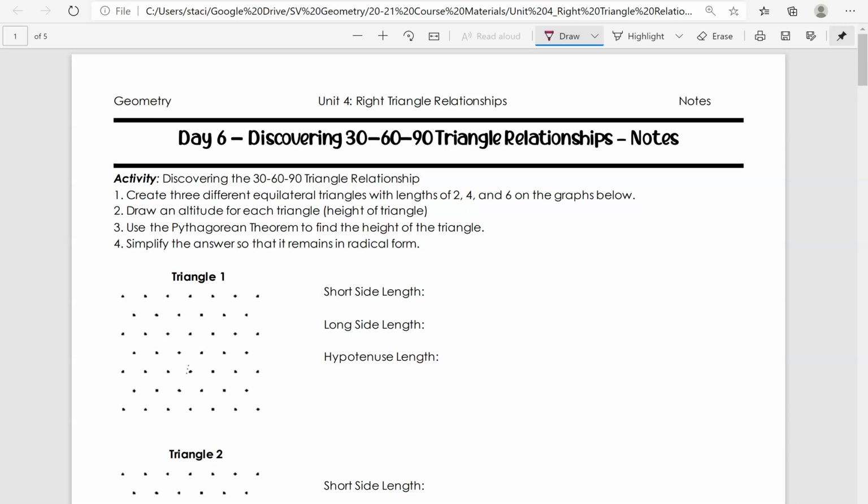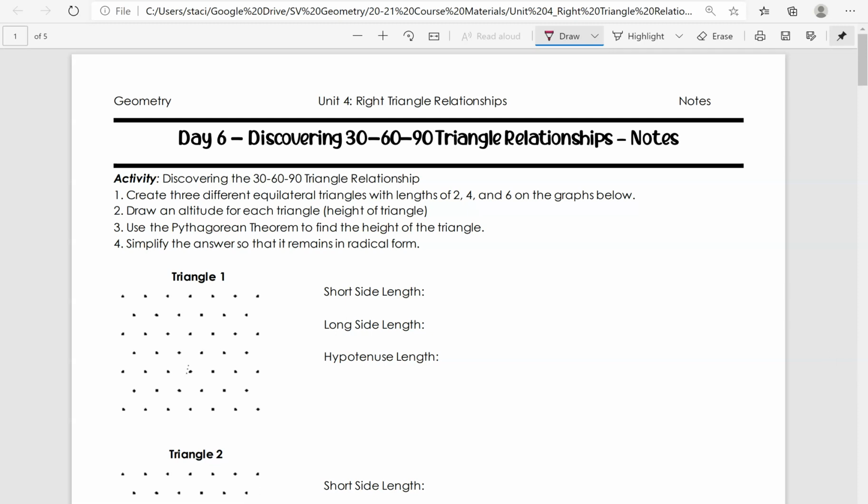All right, everyone, in this lesson, we are going to explore the relationships with 30, 60, 90 triangles. These 30, 60, 90 triangles are a second type of special right triangle. And our 30, 60, 90 triangles actually come from an equilateral triangle.